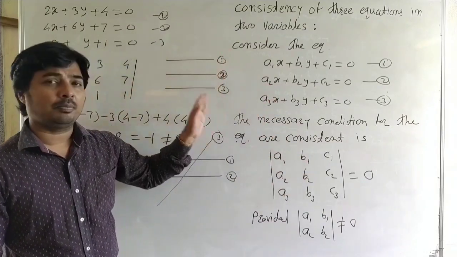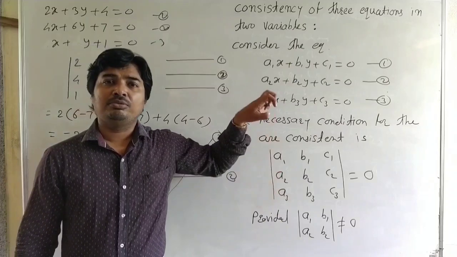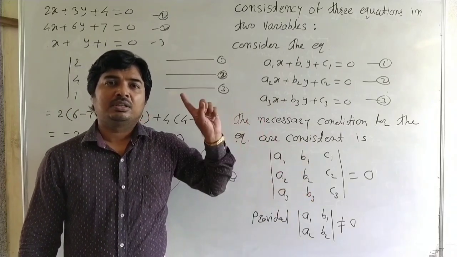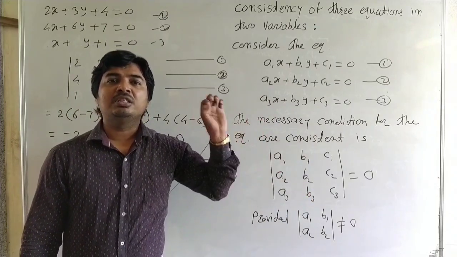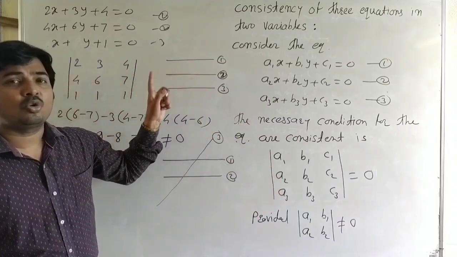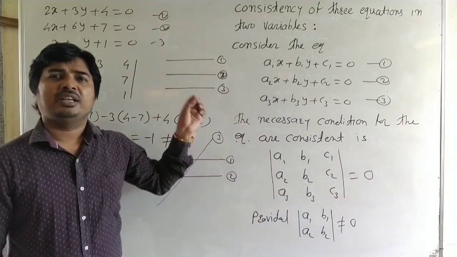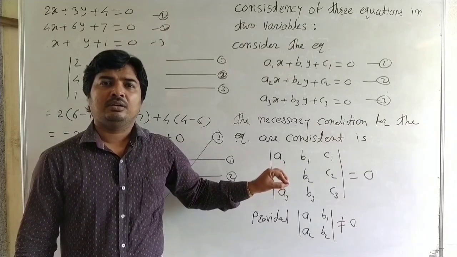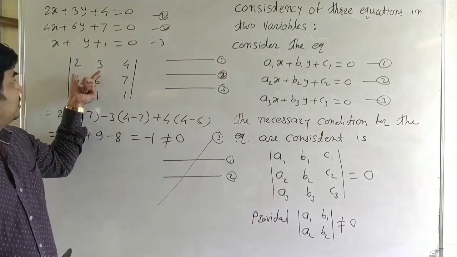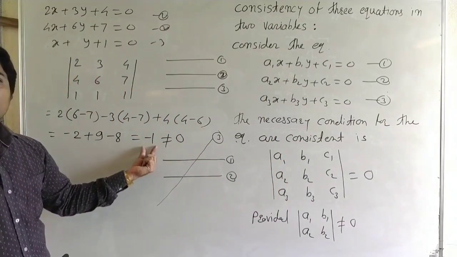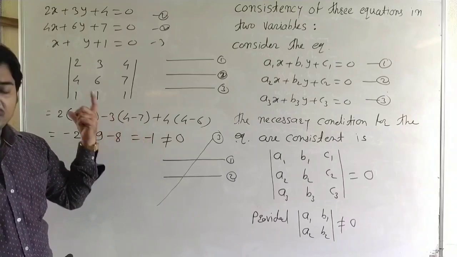If all three lines are parallel, then the determinant is obviously 0, but the lines are not consistent because they have no common solution. If at least any two lines are parallel, then also there is no common solution. That means the lines are not consistent.